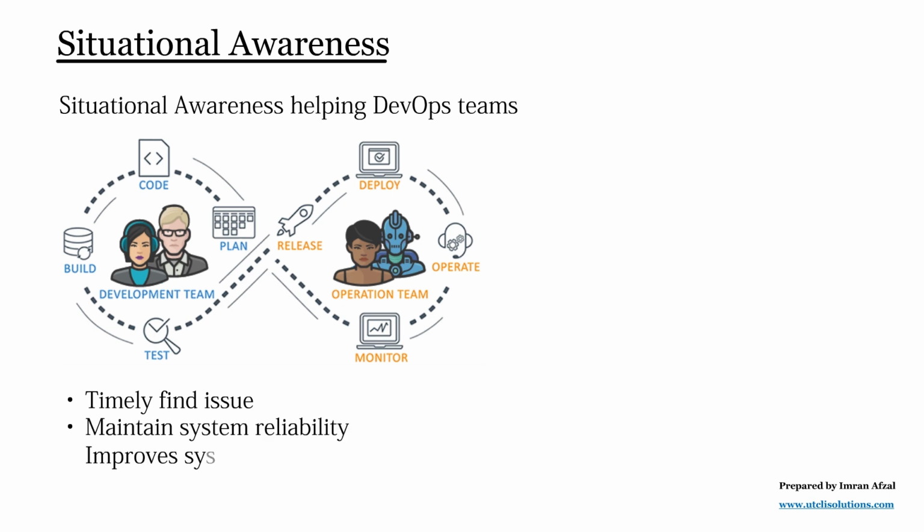All right, in short, situational awareness is aimed at helping DevOps teams to timely address problems, maintain system reliability, which in turn improves overall system performance and provides great user experience with minimized downtime. In the next lesson, we will explore additional DevOps practices. So, we'll see you there.